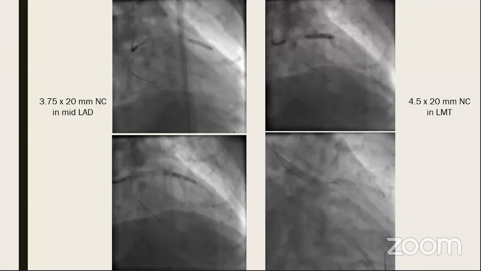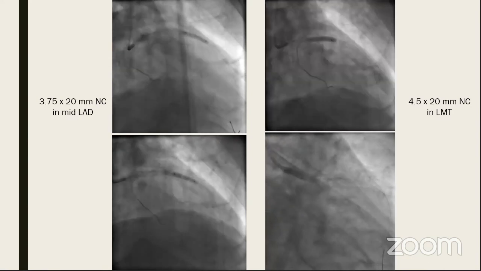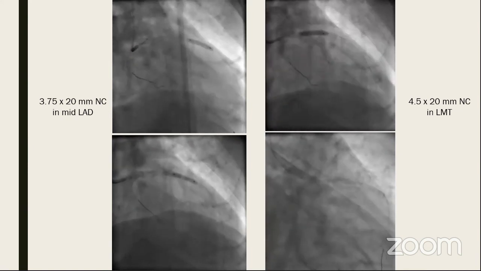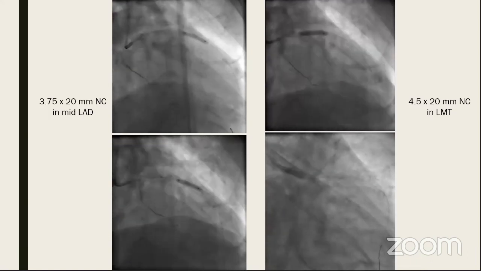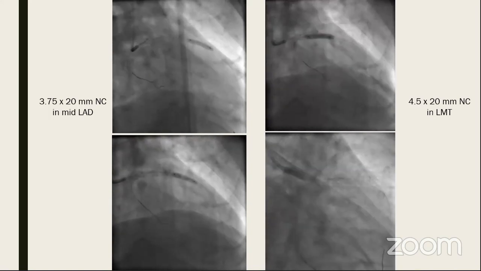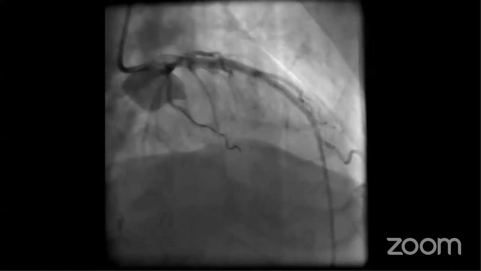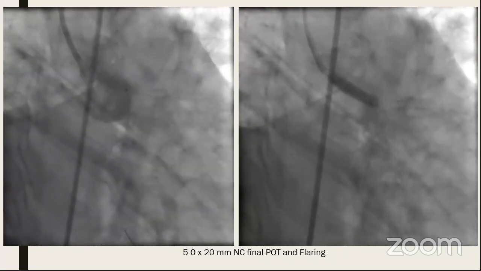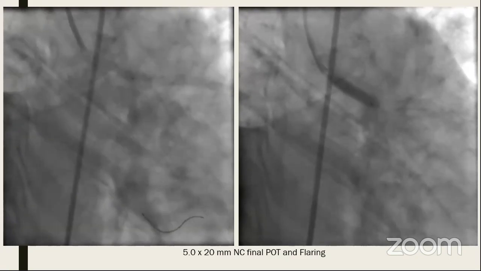And thus, the 3.75 by 20 millimeter non-compliant balloon was used to further optimize and post-dilate the distal part of the stented segment, while the 4.5 was in the proximal part of the LAD at the site of the aneurysm, and the two mostly diagonal branches arising from within the aneurysmal part. And lastly, there was a bigger 5.20 non-compliant balloon for final optimization of the left main, final POT, and ostial stent flaring.